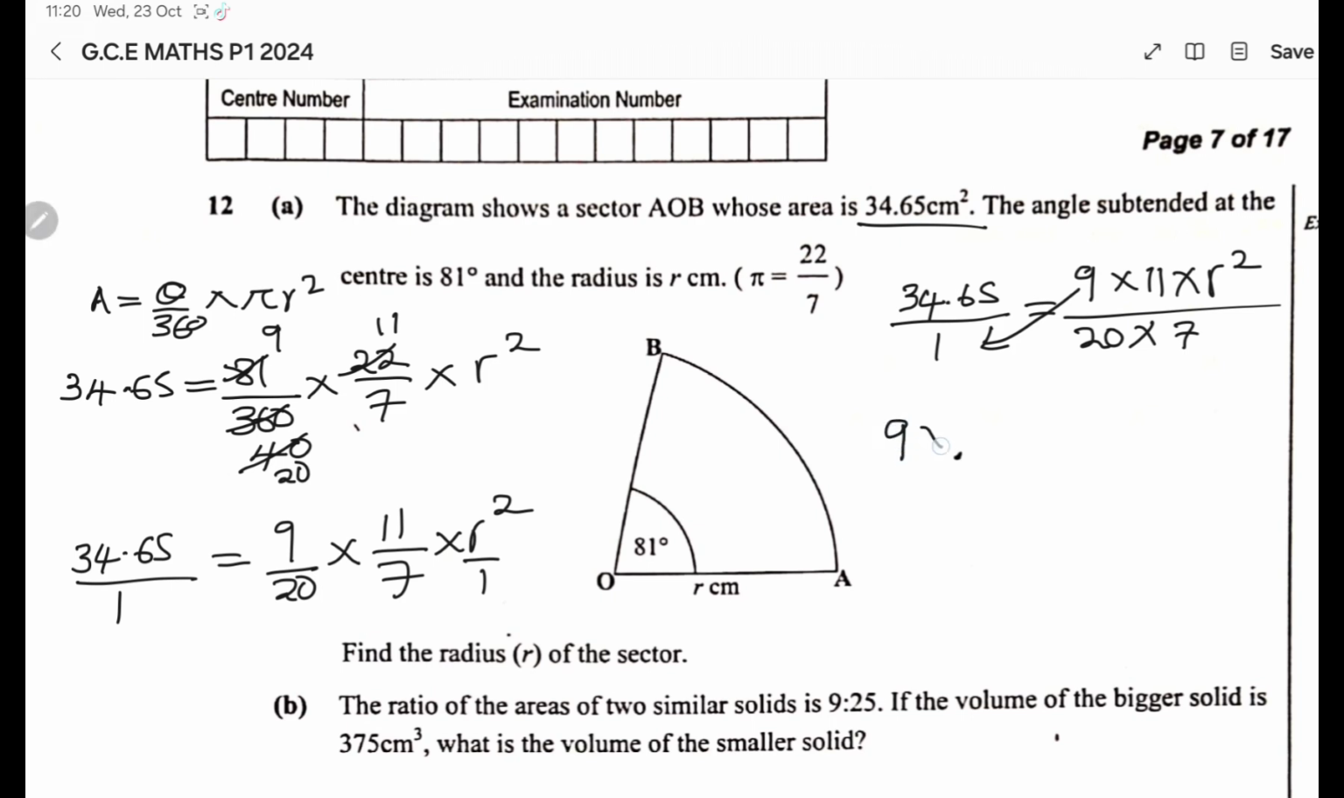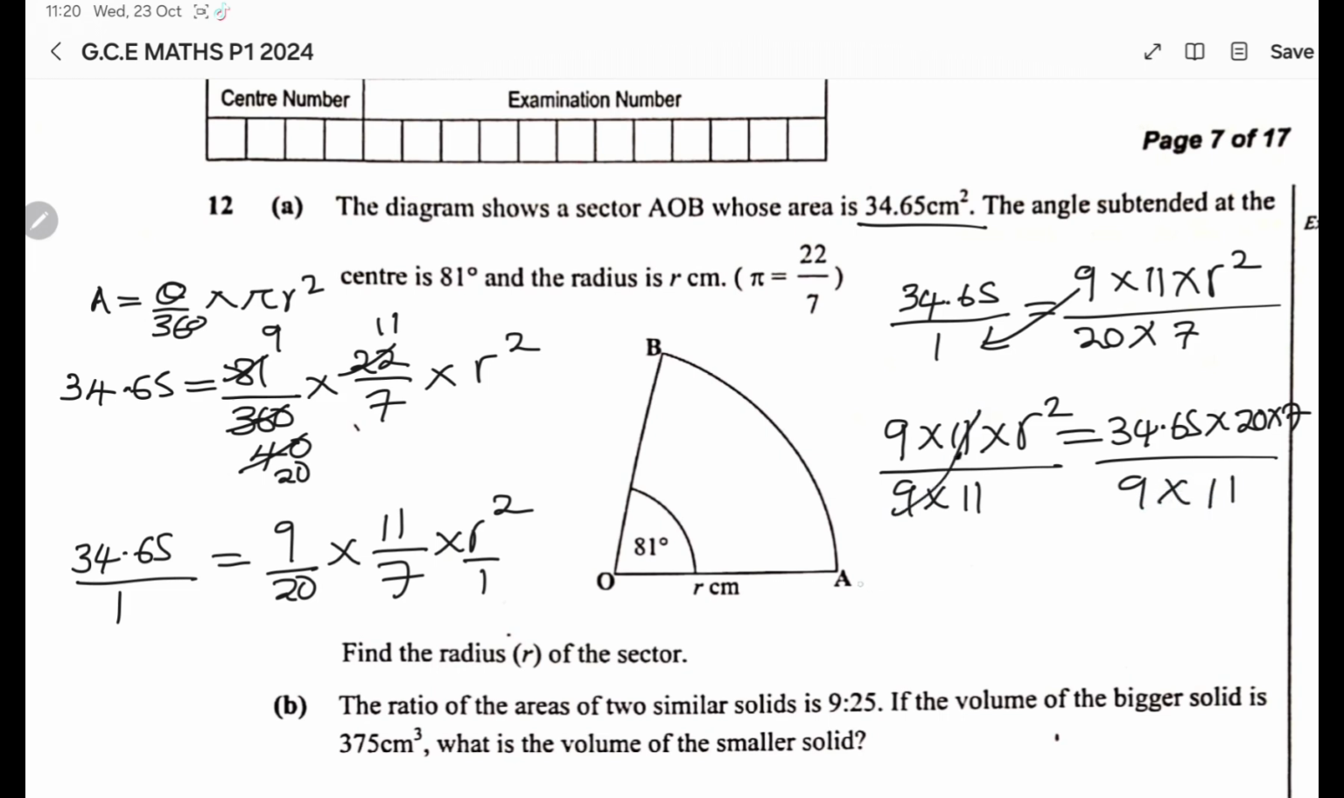So you're going to have 9 by 11 by r squared equals 34.65 multiplied by 20 by 7, and then you divide. We are dividing 9 by 11 on this side, and again 9 by 11 on the other side. So this cancels, and we are remaining with r squared equals 34.65 multiplied by 20 multiplied by 7 over 9 by 11.